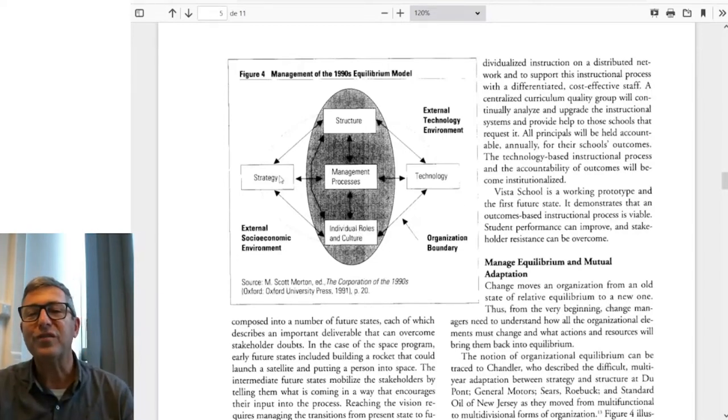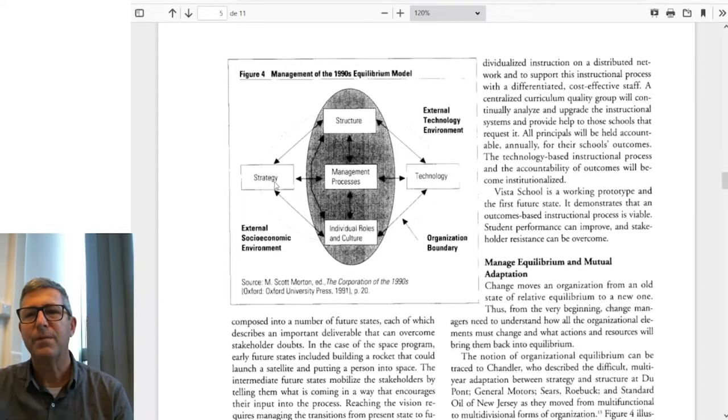But of course, things start through strategy, because strategy is what connects the organization that is represented by all these boxes, right, with the external socioeconomic environment and the external technology environment. So changes in the socioeconomic environment or the technology environment will require changes in the organization. And these changes in the organization will start with a change in strategy. The change in strategy is a change in order to make sure that the future provides the organization with better possibilities than if the organization kept doing what it was doing before.